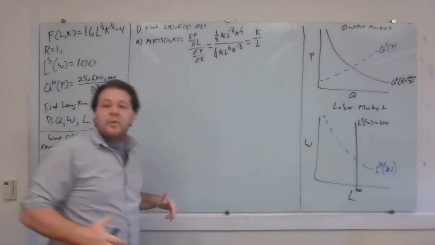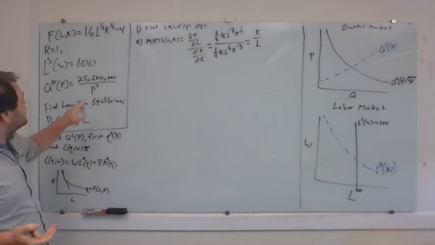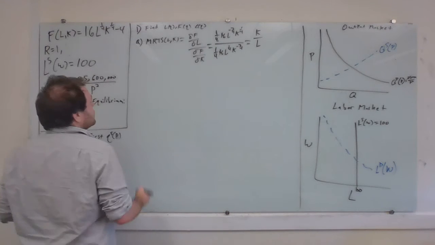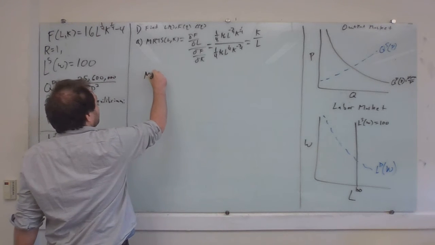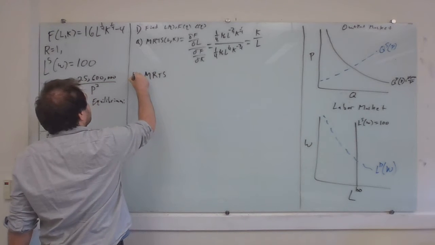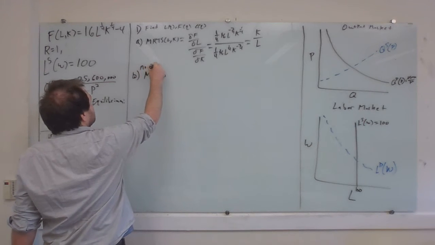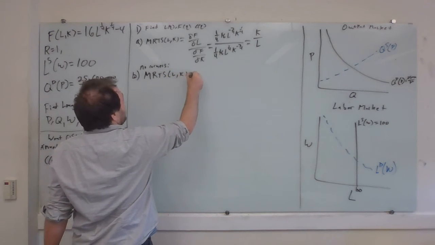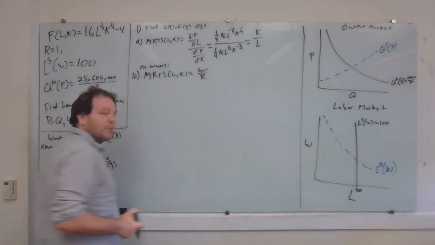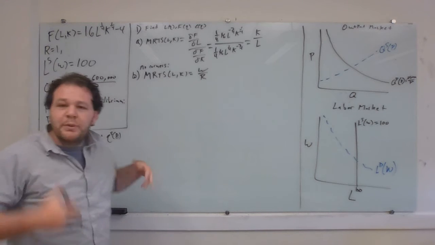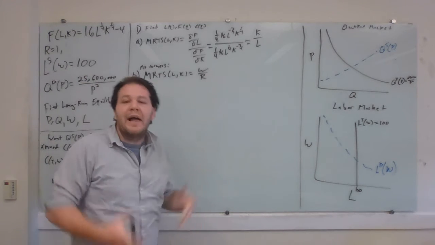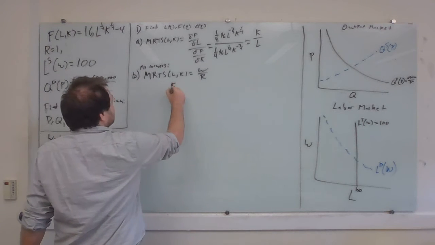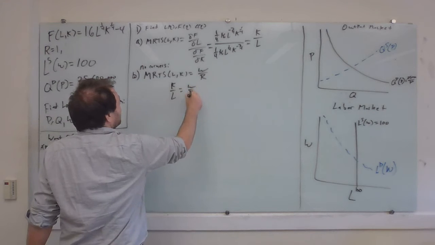What do I do from here? Well, I can rule out corner solutions, because if I didn't have any L or any K, I wouldn't have any output. So I'm going to be able to go straight to MRTS. I'm going to say no corners. So MRTS of L and K has to equal our wage rate over our rental rate. The amount of capital it takes to replace a worker has to equal the amount of capital I could buy with the wages I pay a worker. So that means K over L equals W over R.